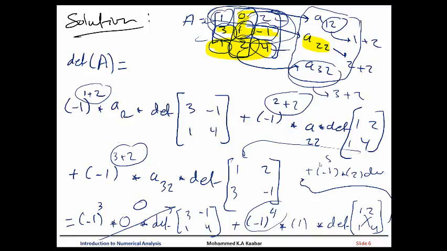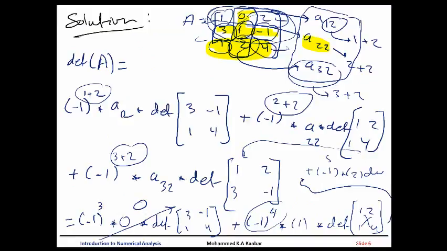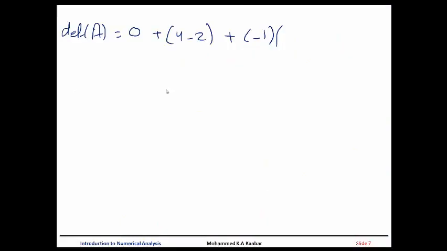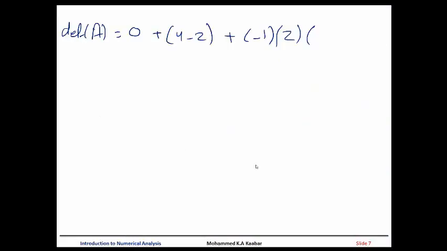minus 1 to the power 5, minus 1. Minus 1 times the element 32, which means 2, times the determinant of this one, 1 times minus 1 minus 1 times minus 5, minus 6, and this is equal to 0 plus 2 minus 1 times plus 12.